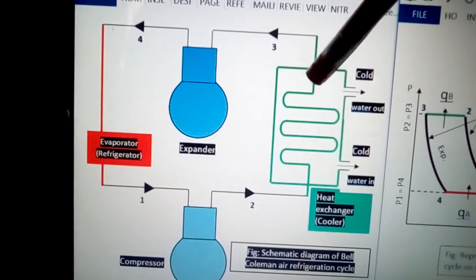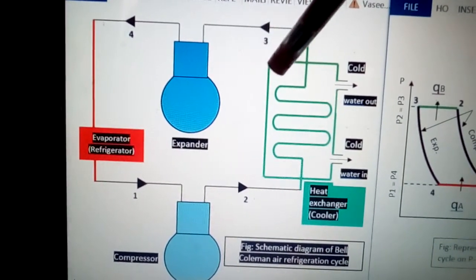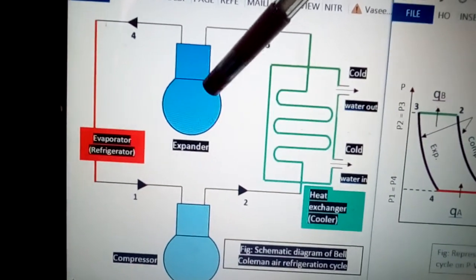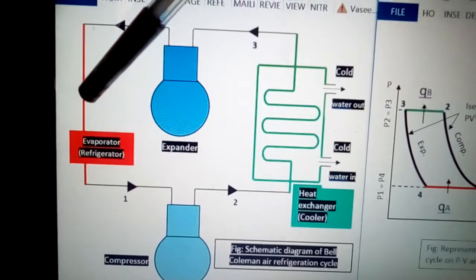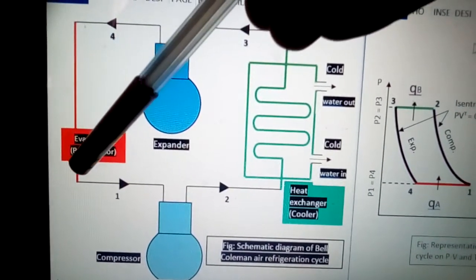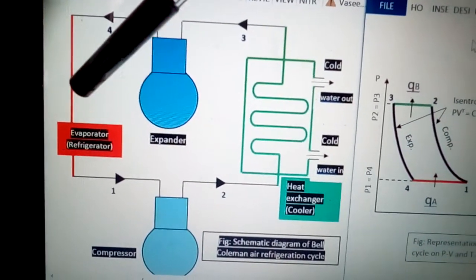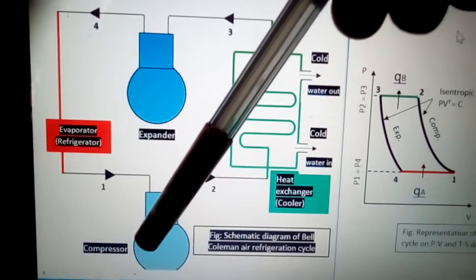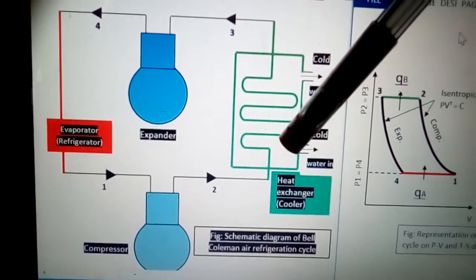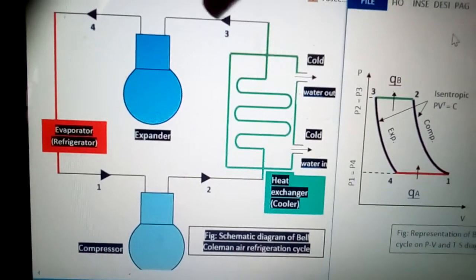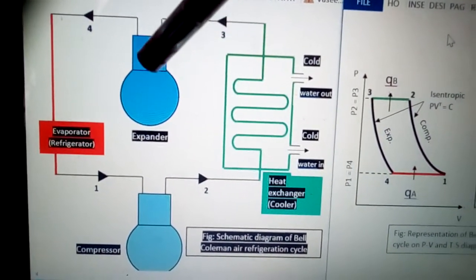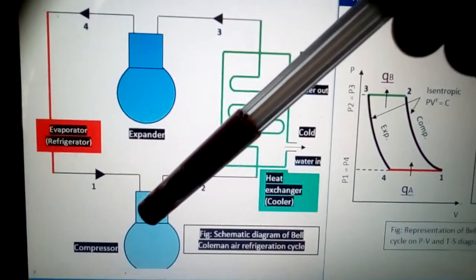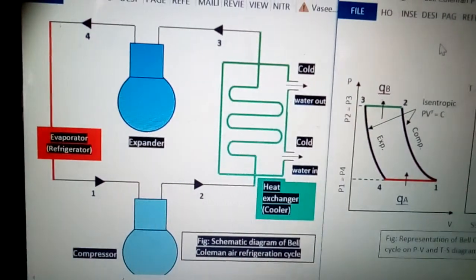Then the air enters the expander. Here the process we will call process 3-4. Then the air enters the evaporator, that is the refrigerator. Here the process we will call 4-1. So as you can see, the air travels from the compressor to the heat exchanger, that is the cooler, then to the expander, and then to the evaporator, that is the refrigerator, and again it goes to the compressor.